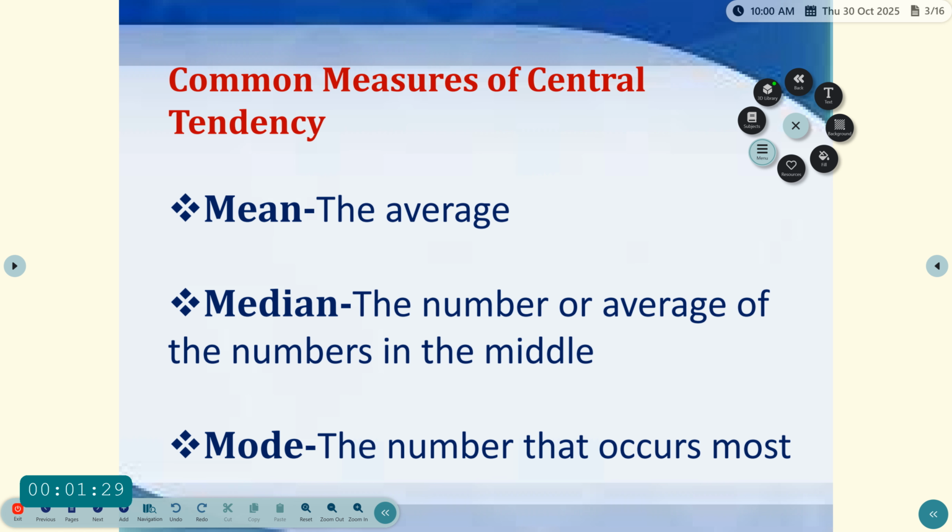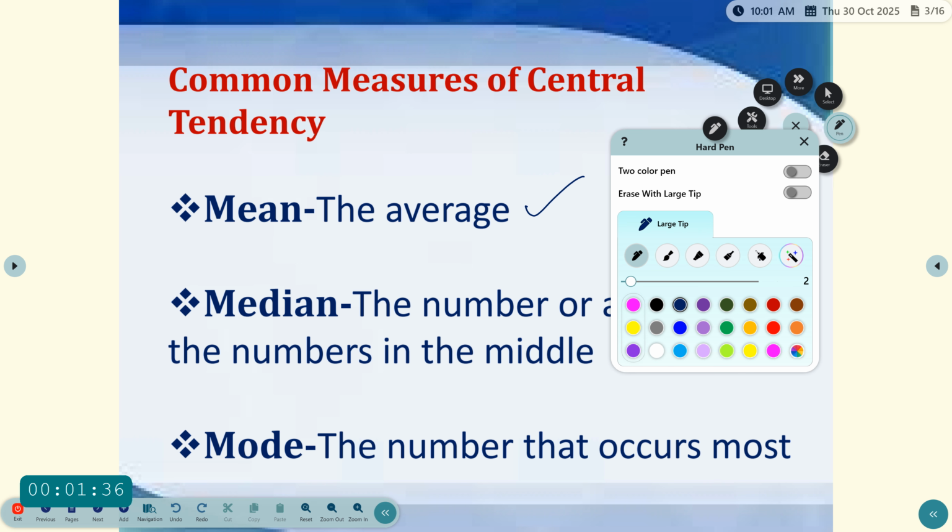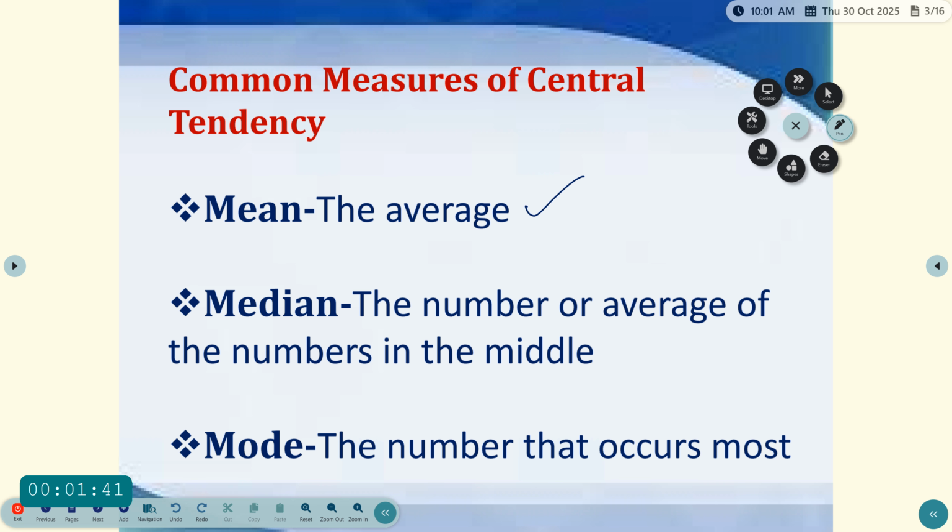What are the measures of central tendency? We have various measures. First, the mean, which is also known as the average. Then the median, the number which lies in the middle, the middle value. And then the mode, the number that occurs most often in the given observations, the most repeated observation. These are the main measures of central tendency: mean, median, mode.